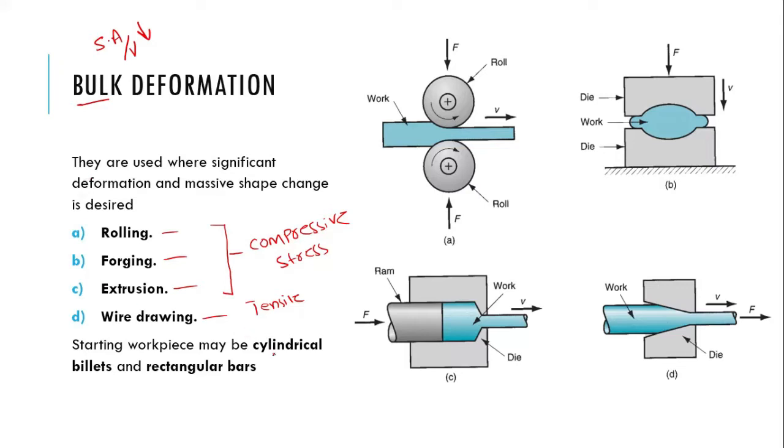In bulk deformation, the starting material may be cylindrical billets, rectangular bars, or ingots, as we have discussed earlier. This is the rolling operation, in which metal is squeezed between two opposite rolls. We have forging, with two dies, and metal is compressed between these two dies. We have extrusion, in which metal is forced to squeeze out of a die opening, taking the shape of the die. Or we have drawing, in which metal is pulled out of a die opening.